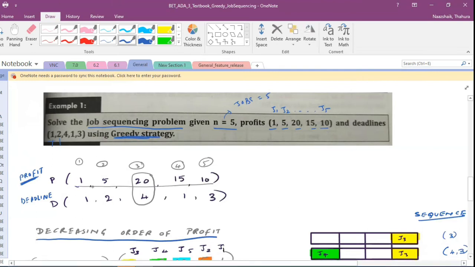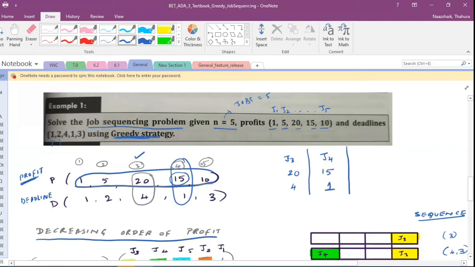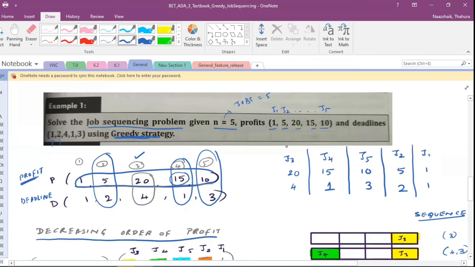So look at the profit, that means look at this part. Decreasing means, say this is your job 1, 2, no. You will pick this first. So job will be 3, profit is 20, deadline is 4. Next, in decreasing order, this one. So you have job 4, profit is 15, deadline is 1. Then decreasing order, we'll pick this: job 5, profit is 10, deadline is 3. And then you pick this: job 2, profit is 5, deadline is 2. And finally, job 1, profit is 1, deadline is also 1. This is clear?